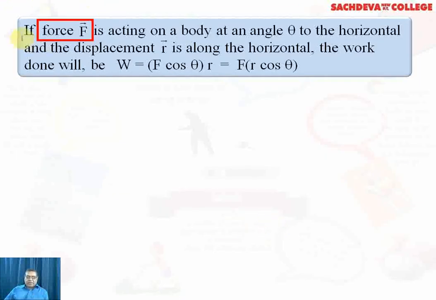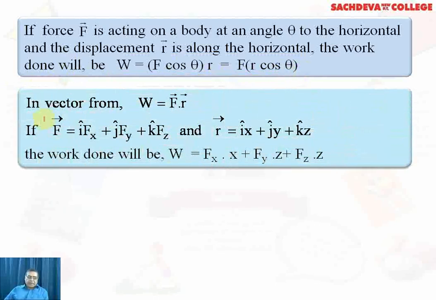If force F is acting on a body at an angle theta to the horizontal and displacement R is along the horizontal, then the work done is given by F cos theta multiplied by R, or it is equal to F R cos theta. This I have already explained in the previous context. Now in the vector form, the dot product of F and R will be work done.